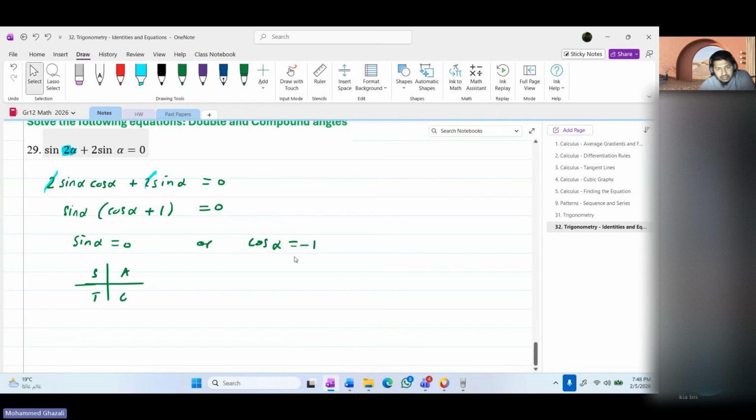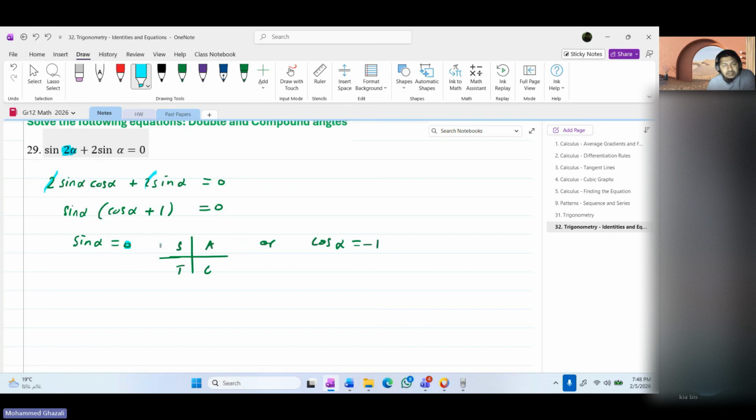Let's move this to the side. The CAST diagram here, right? So when is sine 0 as positive, right? Sine is positive in the first and second quadrant. So sine of what is 0? The reference angle is 0. Sine of 0 is 0, right? So alpha is equal to 0 degrees plus K360, or alpha is equal to 180 minus 0, which is 180 plus K360.